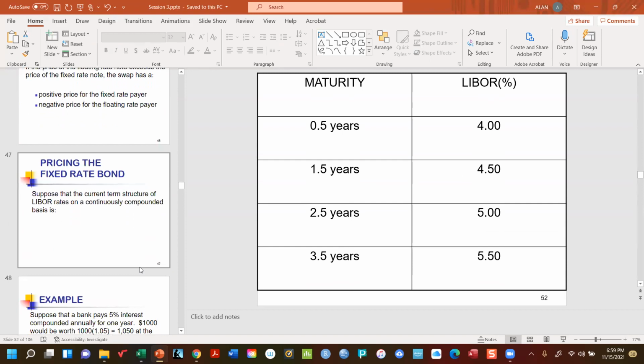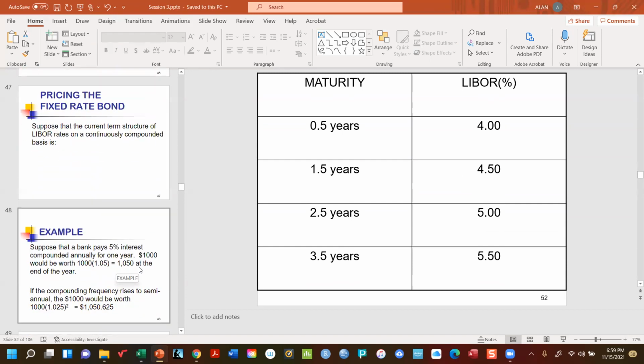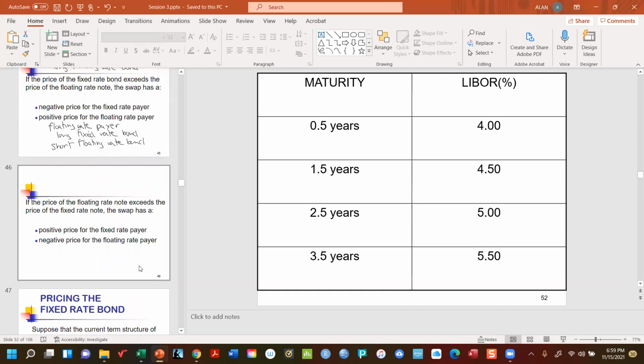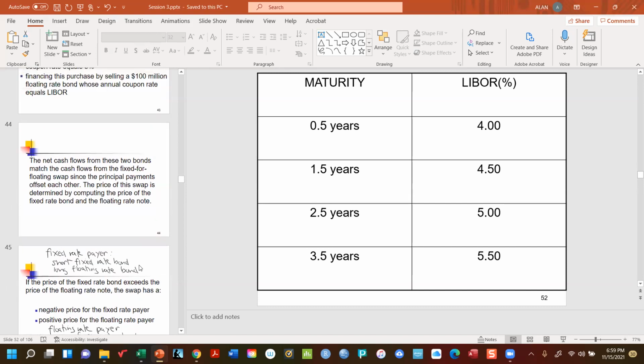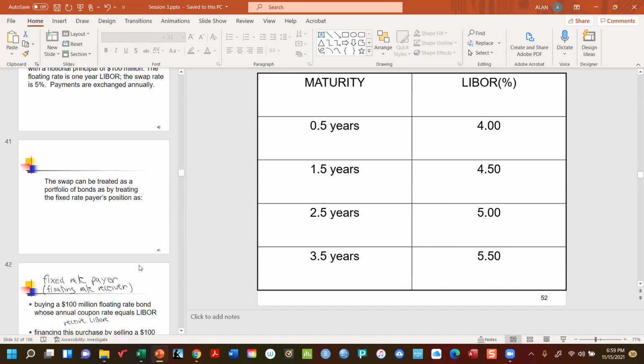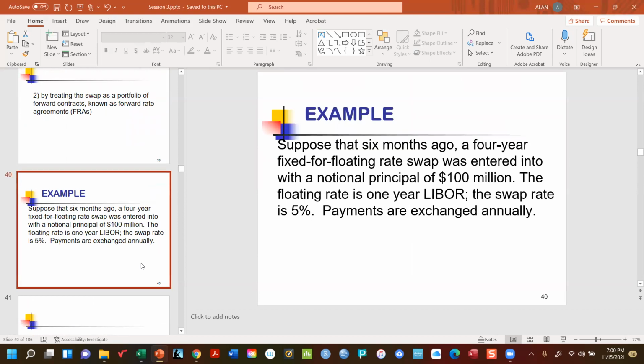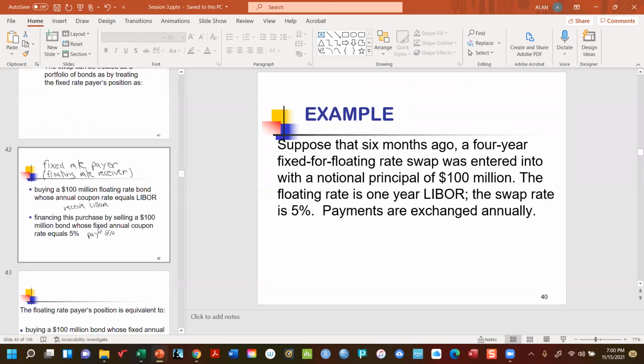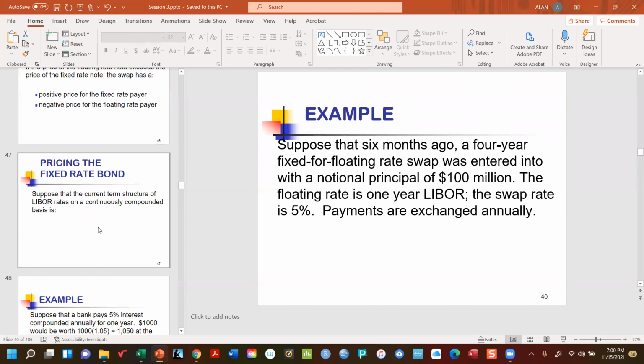So let me go back and find the details again. Let's see. So here it is: 6 months ago, a 4-year fixed for floating rate swap was entered into with a notional of $100 million. The floating rate is the 1-year LIBOR, the swap rate is 5%. Okay. And it's assumed that the cash flows are annual. So basically what's happening here is that if we could draw a little diagram.